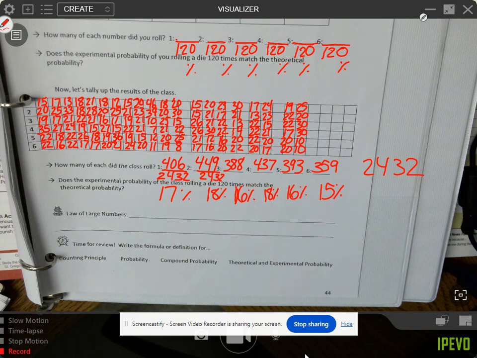So our theoretical probability would be 2,432 divided by 6. So we should have had 405 over 2,432. So theoretically, we should be at 17%.